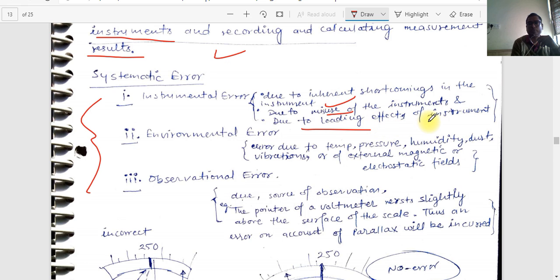Three categories: due to inherent shortcomings in the instrument, due to misuse of the instrument, and due to loading effect of the instrument. After some time, because of loading, the spindle may deteriorate or the springs will become loose. So the instrument gets the error.